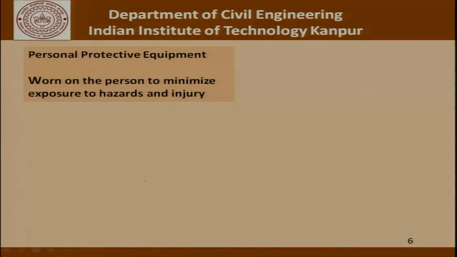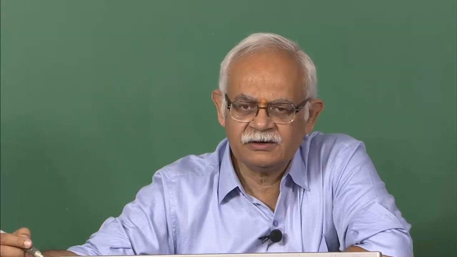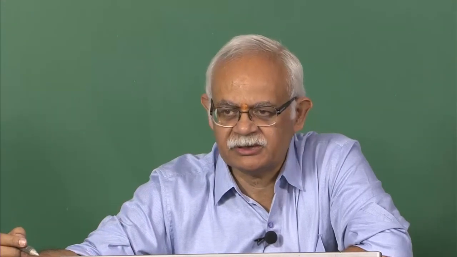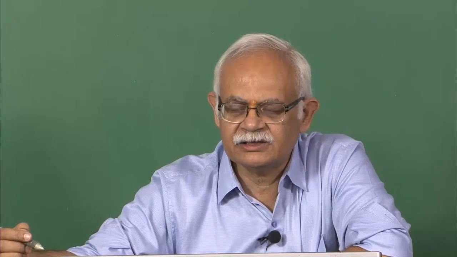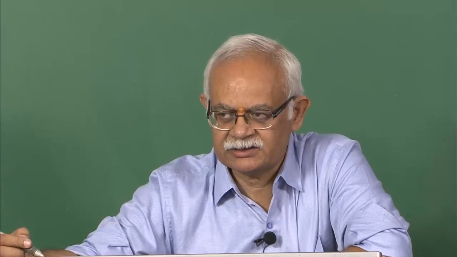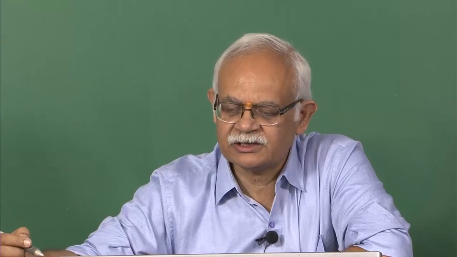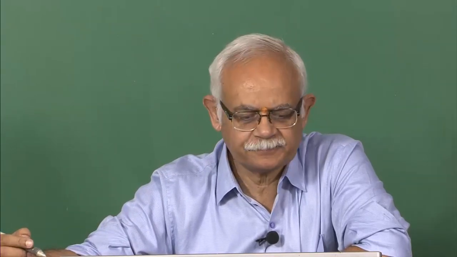So, what is personal protective equipment? It is worn on the person to minimize the exposure to the hazards and the injury. So we must remember that the PPE is not an accident prevention measure. It is basically a measure to ensure that the injury is minimized. It is a measure to ensure that the exposure is minimized.